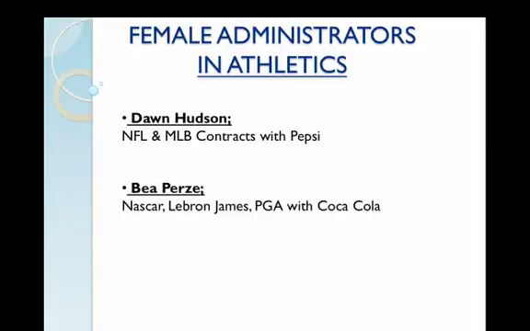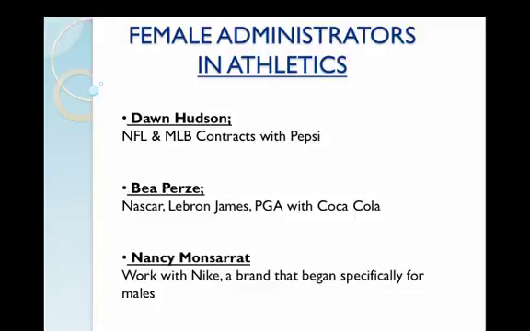Bia Perze, she was with Coca-Cola, and she worked with NASCAR, LeBron James, and the PGA, again with marketing, contract negotiations, and she was said to be a very good deal maker, and she also excelled at what she did. Another example of a female administrator that was successful is Nancy Montserrat. She worked with Nike, which was a brand that typically was promoting their products for males. However, she made movements that helped to market to females and developed a whole new realm of sales for the company.